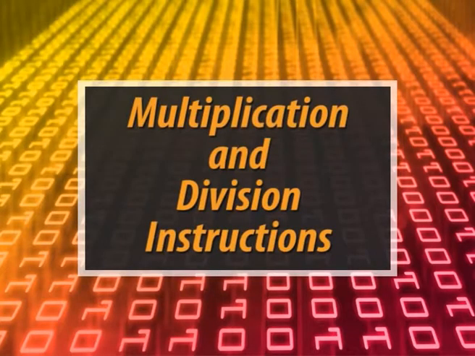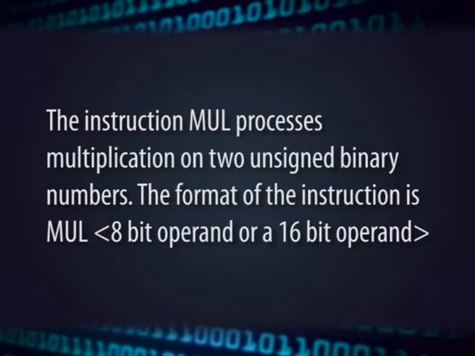The next instruction in the category of arithmetic instructions is multiplication. The operations are available on numbers represented in binary, BCD as well as ASCII formats. The instruction MUL performs multiplication on two unsigned binary numbers. The format of the instruction is MUL followed by an 8-bit operand or a 16-bit operand.